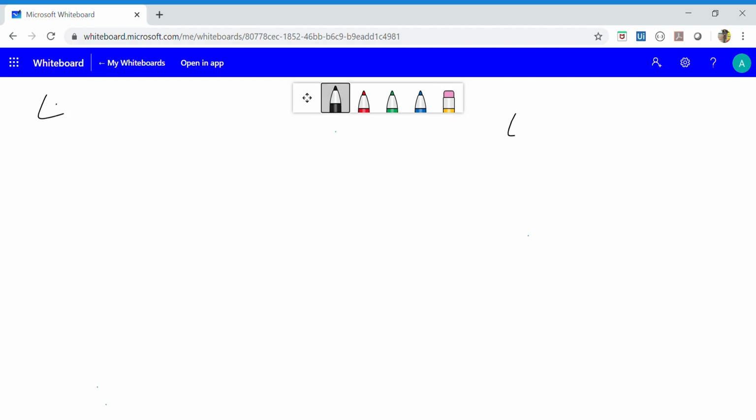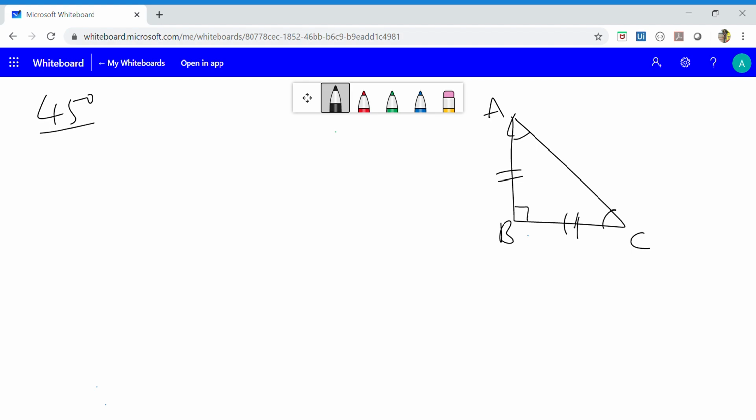Next, 45 degrees. For 45 degrees, I am considering a right-angled isosceles triangle. ABC is a right-angled isosceles triangle, AB is equal to BC. Both sides are equal, so automatically the angles opposite to the equal sides are equal. This is 90 degrees and these angles are equal, so each angle becomes 45 degrees.